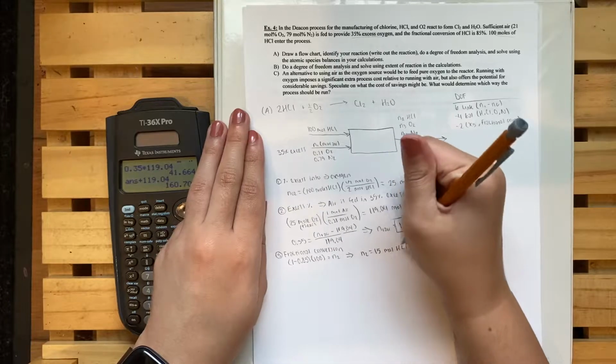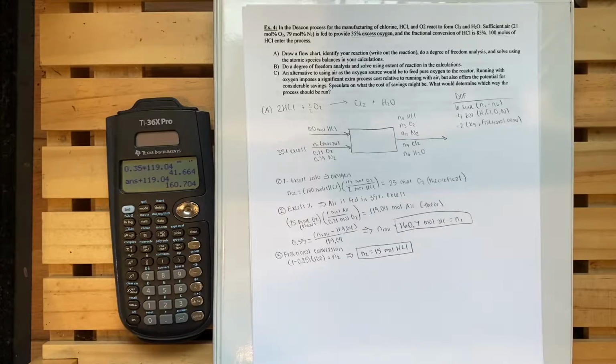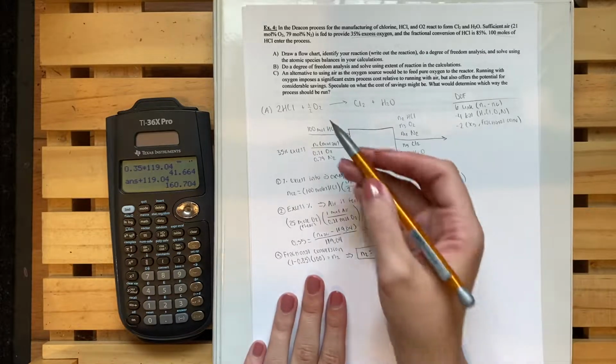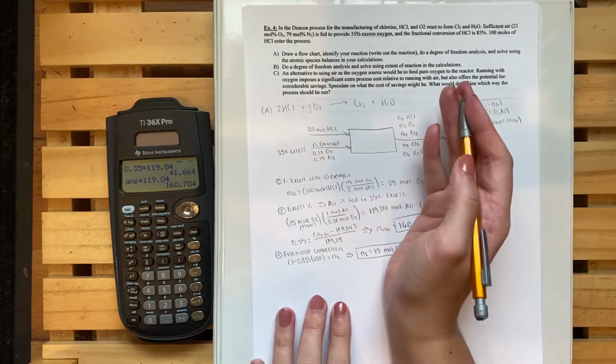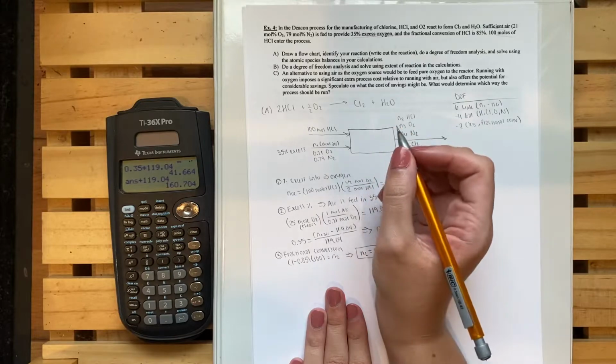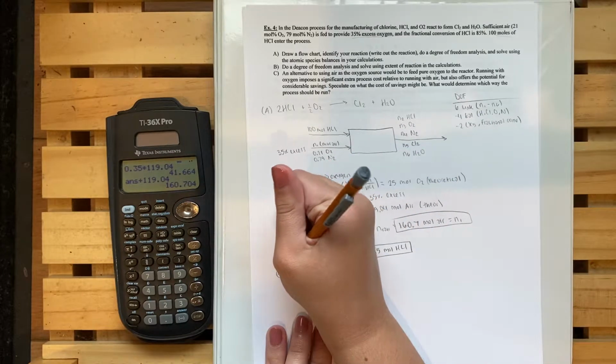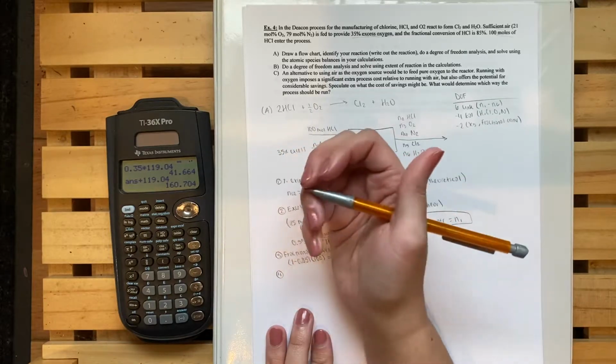HCl. And then from there, we can use the reaction to figure out how many moles of Cl2 as well as H2O that we are producing. So first we're going to do Cl2.